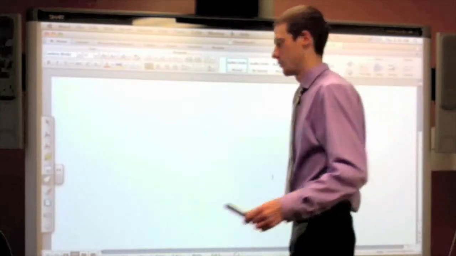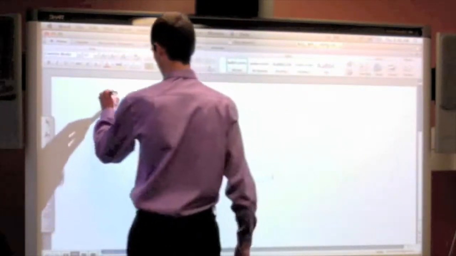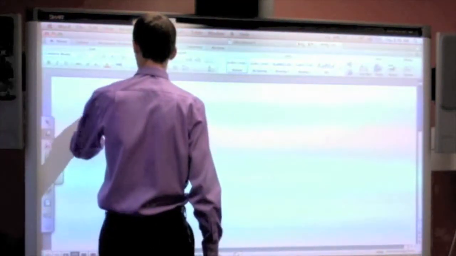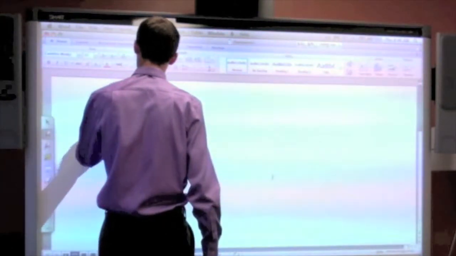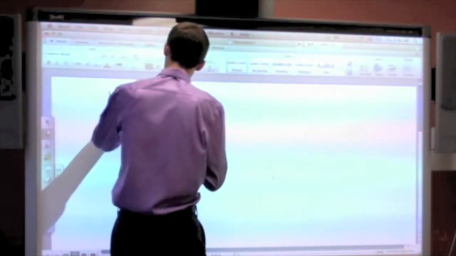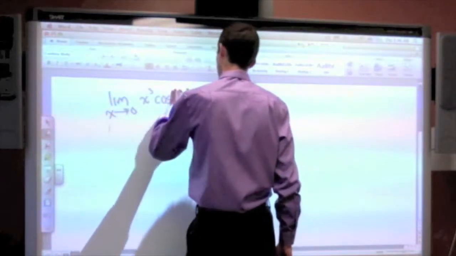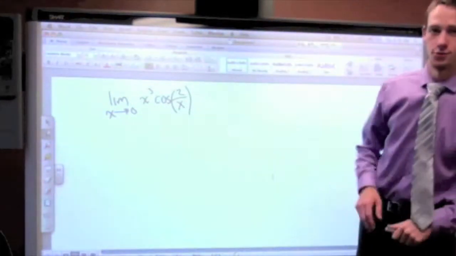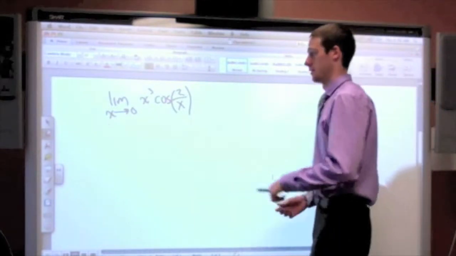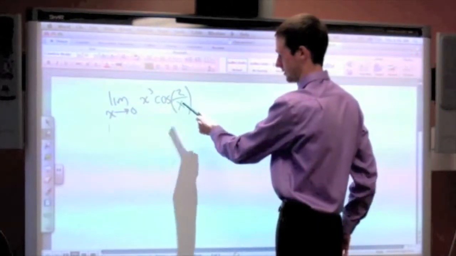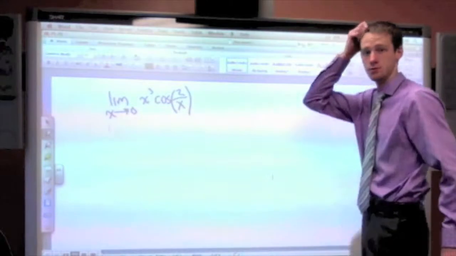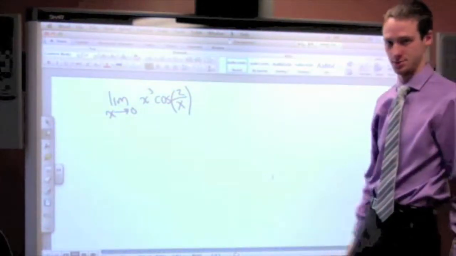The next one I'm going to do is one of the squeeze theorem ones, where we wanted to find the answer to this problem here. Now, the issue that we get when we plug in 0 is that we get to divide by 0. So we know that something else needs to be done with this.